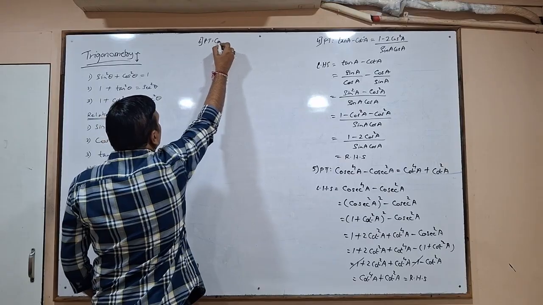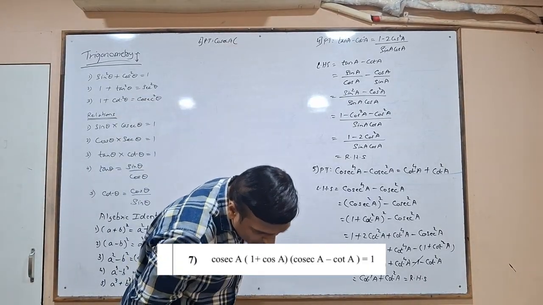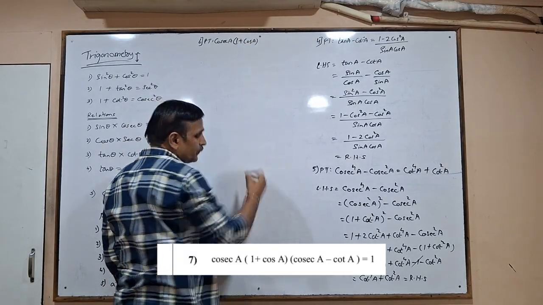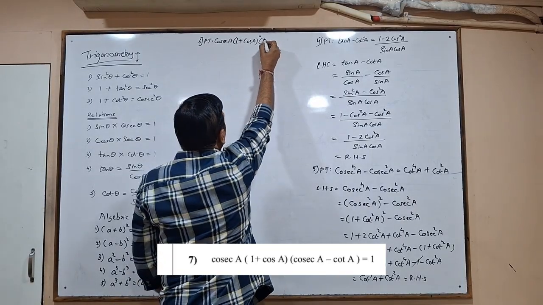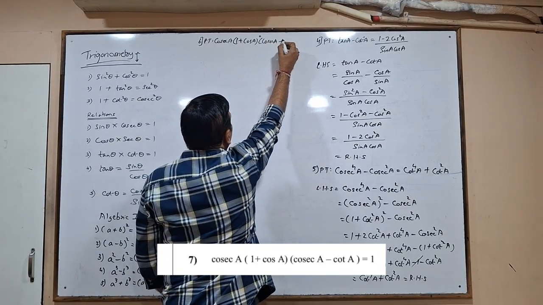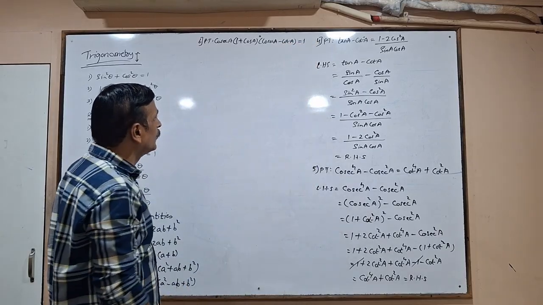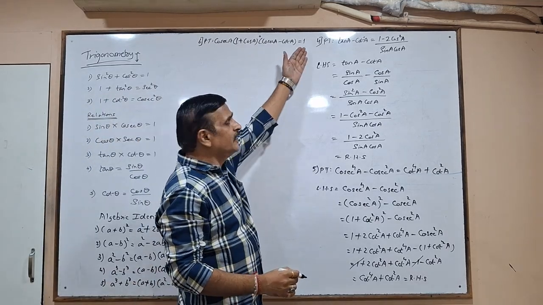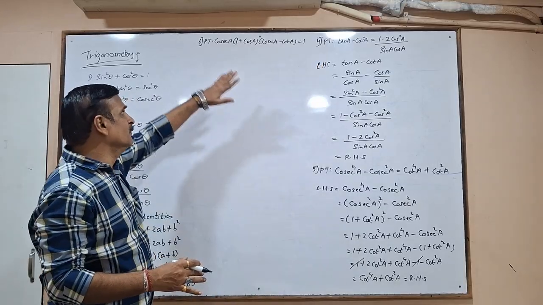Sixth one: cosec A into (1 plus cos A) into (cosec A minus cot A) is equal to 1. When such questions are framed, the answer on the right hand side is 1, a number. It's very obvious that I have to simplify.